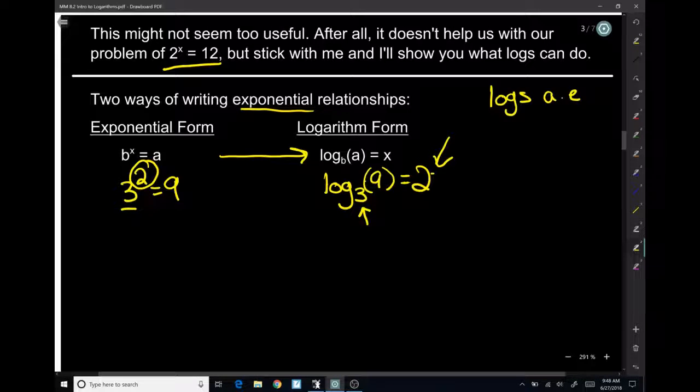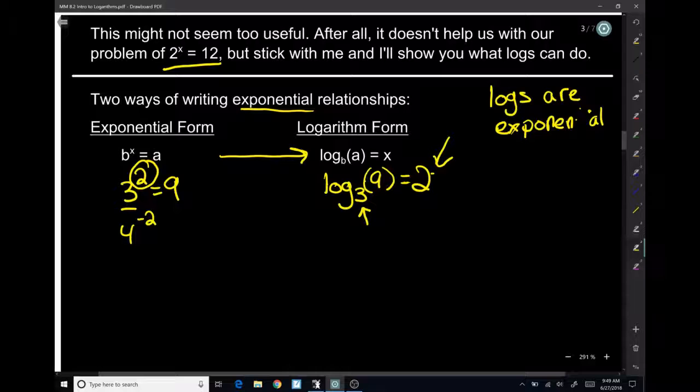What you're going to hear me say a lot is that logs are exponents. They're also inverses of exponents. Logs are the inverses of exponentials. But if they're inverses, that means they're the same function, just in the opposite direction. So logs are exponentials. That's what that says, trust me.